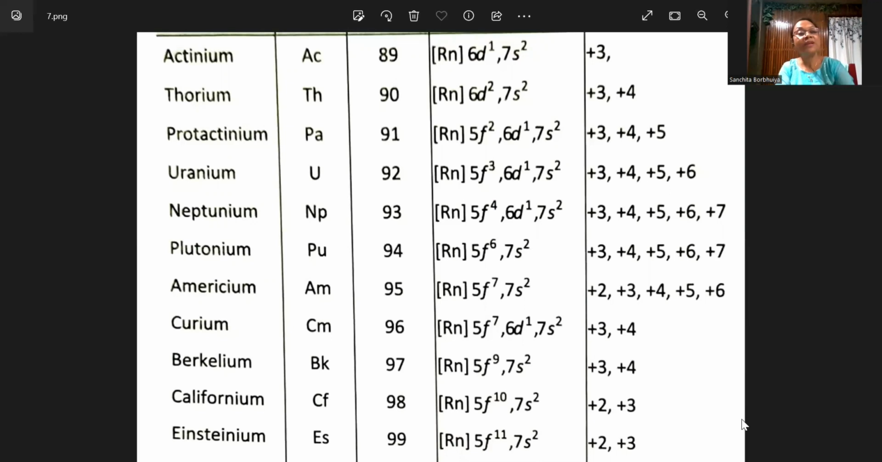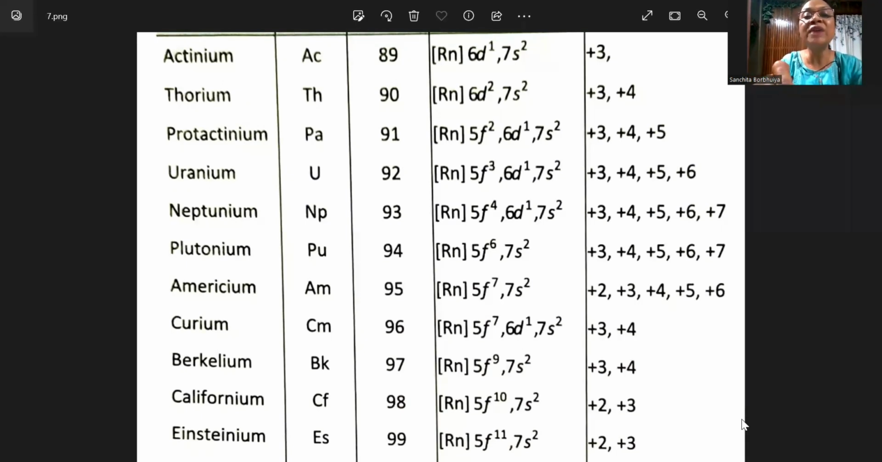Not all of them, and these are all radioactive or man-made elements. If you ask me, in the lanthanoids, are there any radioactive elements? The answer is yes. Promethium, Pm. That was the only element amongst the lanthanoids which is radioactive. Let me write it down.